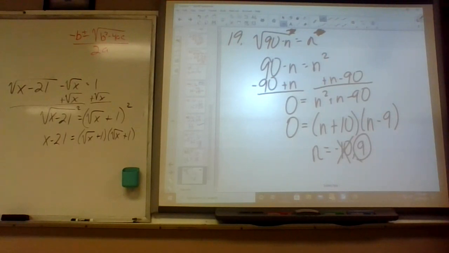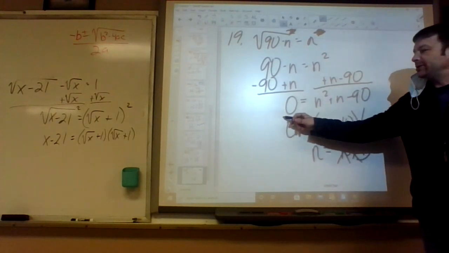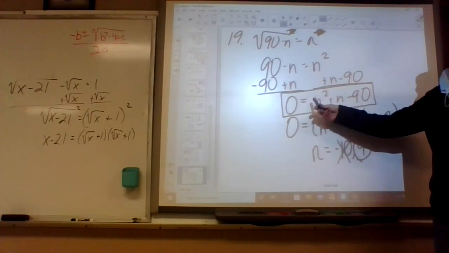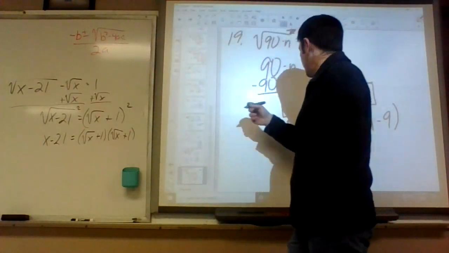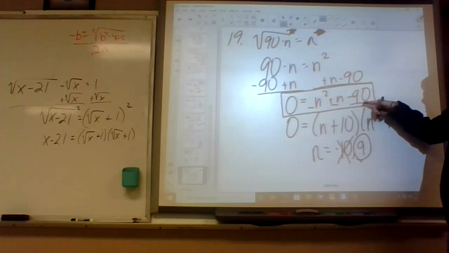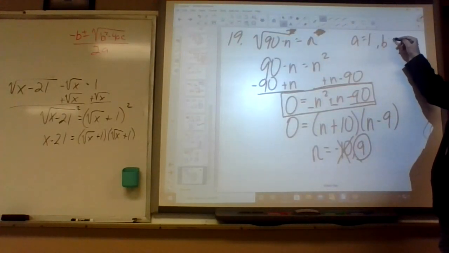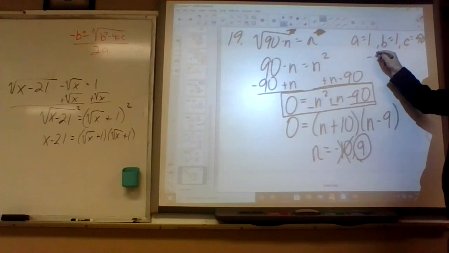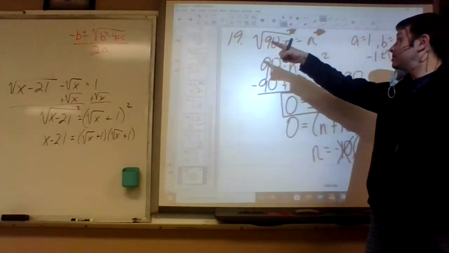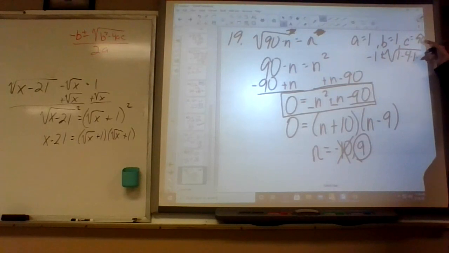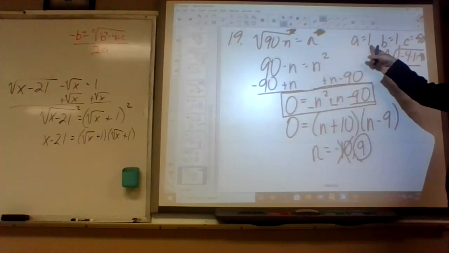Let me really quickly go back and solve this using the quadratic formula just as a reminder. If you don't like factoring, you remember how the quadratic formula works. Remember, this is our A, B, and C. What's the A value? 1. What's the B value? 1. And C is negative 90. So you just plug that in. Negative B would be negative 1 plus or minus the square root of B squared, 1 squared is 1, minus 4 times A times C. My C is hard to read, but it's negative 90. Over 2 times A, 2 times 1 is 2.